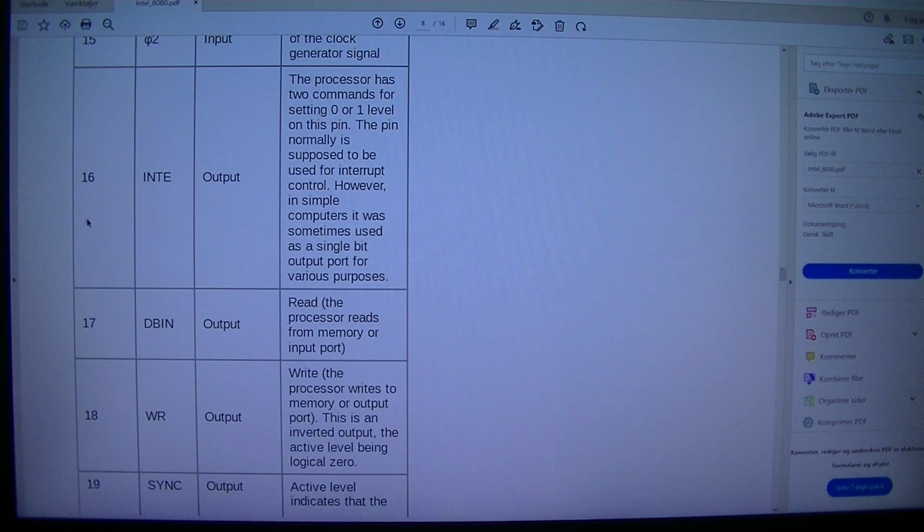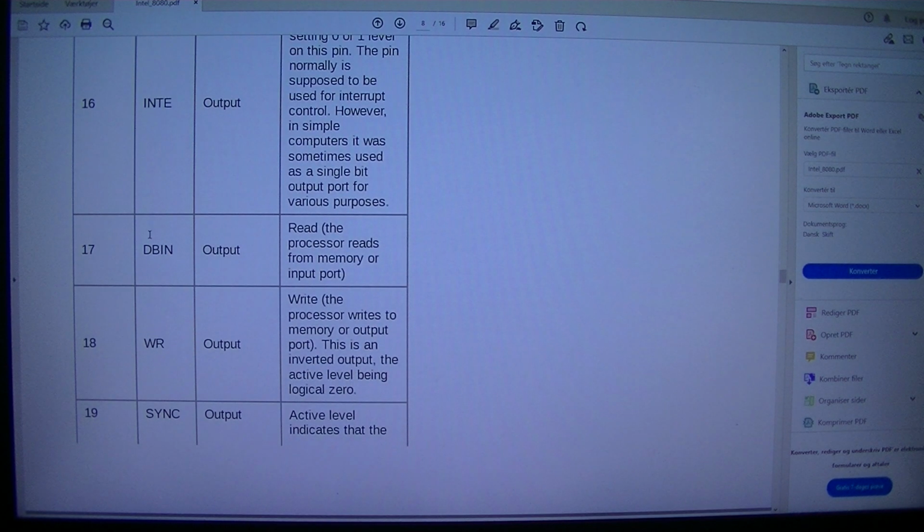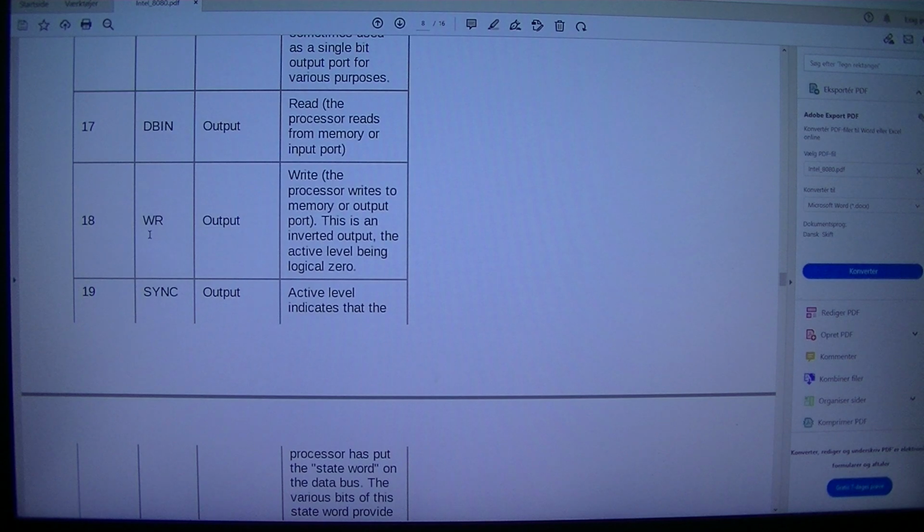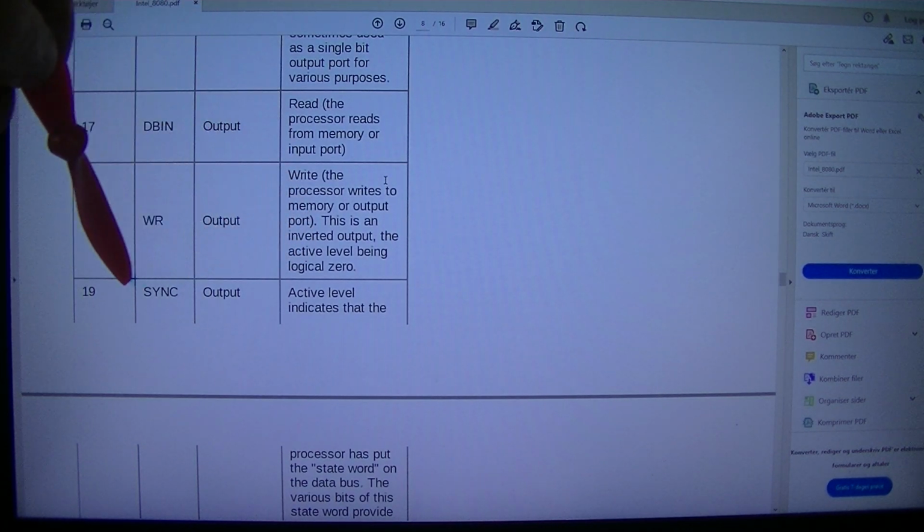17 DBIN output, read. The processor reads from memory or an input port. 18 WR output, write. The processor writes to memory or an output port. This is an inverted output, the active level being logical 0.